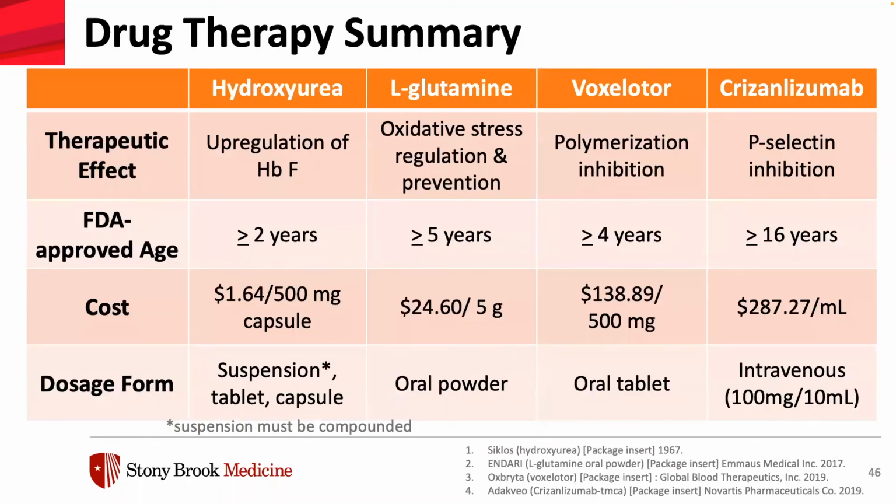So this is a drug summary that I have here looking at the different agents I just reviewed. The therapeutic effects are listed there for your reference, as well as the FDA approved ages and the costs. Hydroxyurea has been on the market the longest and has generics available, so it's definitely the most affordable at about $1.64 a capsule, in comparison to crizanlizumab, which is newer and a monoclonal antibody, so it's about $287 per mL. For a 70 kilogram patient, one dose would be estimated to be around $10,000. L-glutamine can also add up. Patients who might be on 15 grams twice daily might also have an additive monthly cost as well.